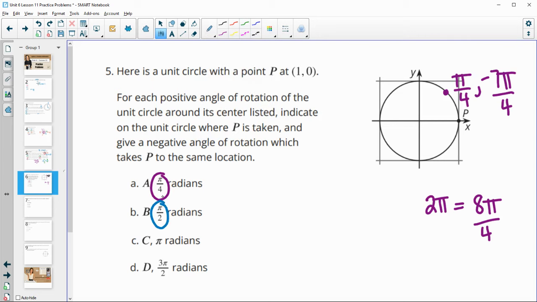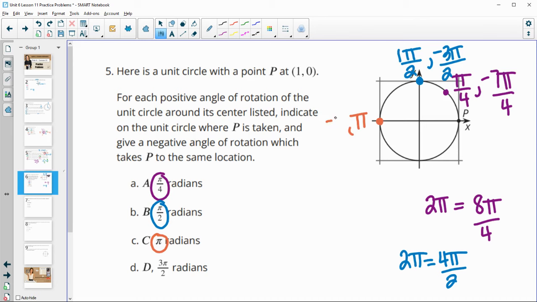B, so at pi over 2, so here's pi over 2. So this is for point B. And again, 2 pi in pi over 2's is going to be 4 pi over 2 because 4 divided by 2 is 2. So then this one is going to have a negative angle of rotation of negative 3 pi over 2 because 3 and 1 gives you 4. Pi, so here's pi.